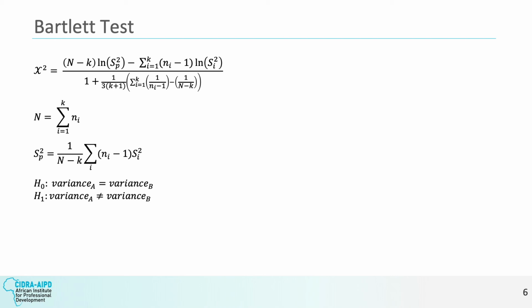Bartlett's test tests to see if multiple samples have equal variances, which is also known as homoscedasticity. This is a difficult word to say sometimes. Our null hypothesis is that the variance of our samples is equal, while our alternative hypothesis is that they are unequal. If the p-value is not significant, then we can conclude we have equal variances.